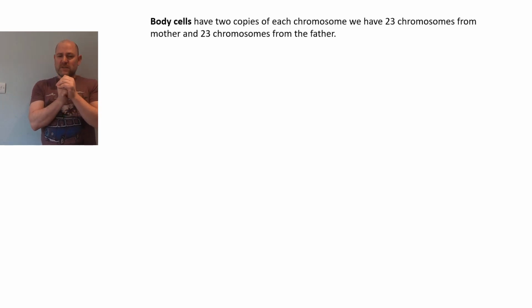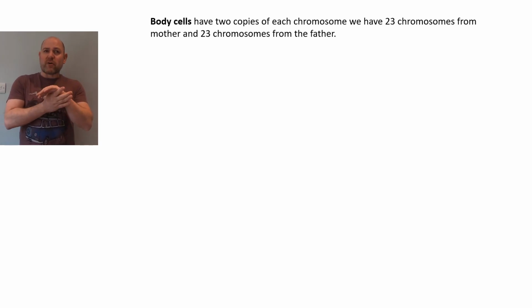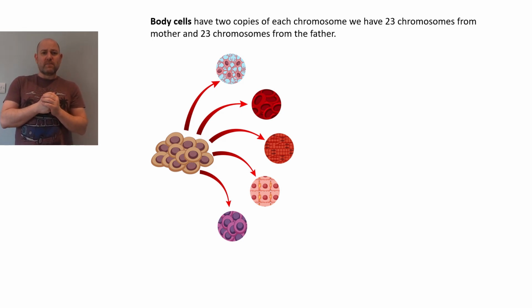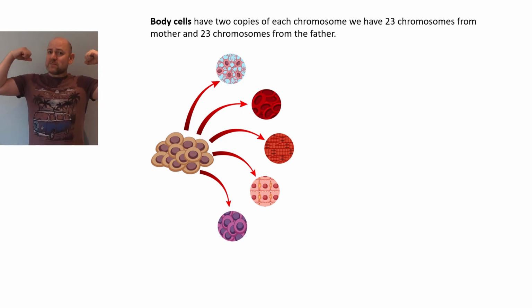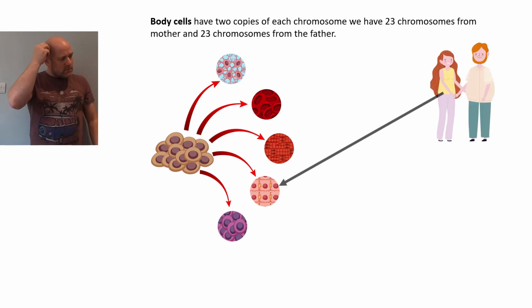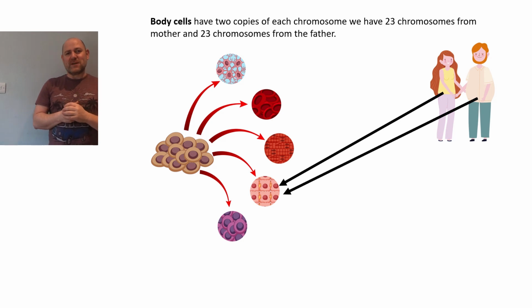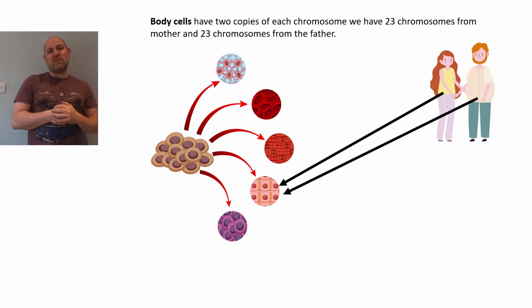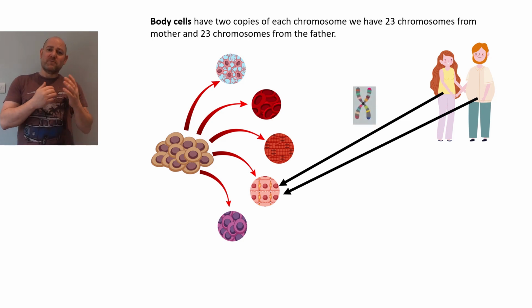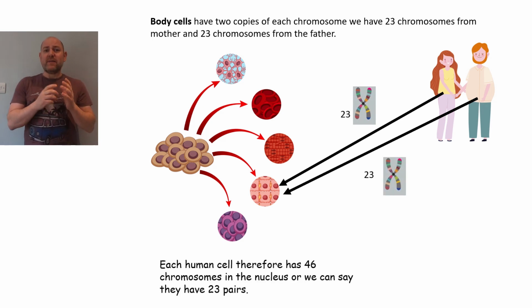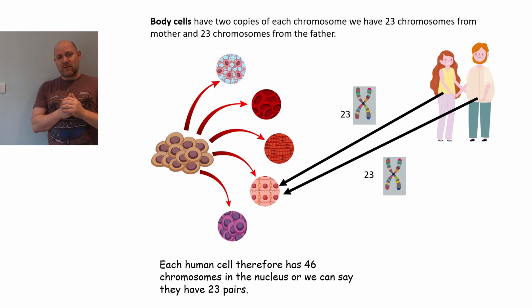Body cells. You've got 2 copies of each chromosome in your body cells. And we've got 23 chromosomes we get from our mum, and 23 we get from our dad, or 23 from mother and father. So in each cell, whether it's a muscle cell, a skin cell, or a hair cell, we'll have 23 pairs of chromosomes. 23 we inherit from mum and 23 from dad. That makes a total of 46 chromosomes in the nucleus of every cell.